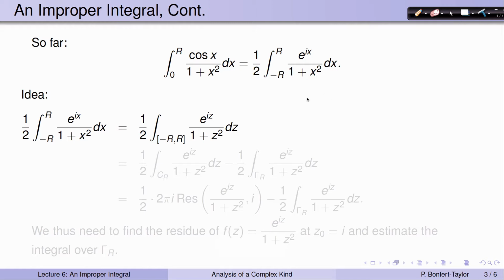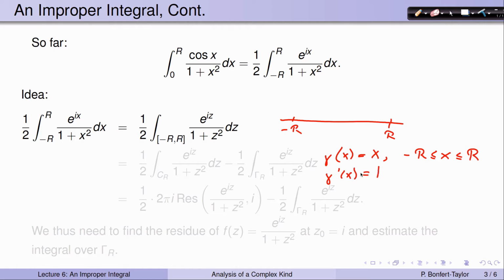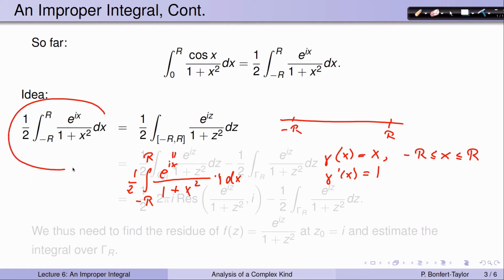Why is that? This line segment from negative R to R in the complex plane can be parameterized as gamma of x equals x, where x goes from negative R to R. Then the derivative of this parameterization is simply 1. And so if I plug into this contour integral that parameterization, this becomes 1/2 times the integral from negative R to R of e to the i, and now I plug in gamma of x for z, but gamma of x is simply x, divided by 1 plus, and again for z I plug in gamma of x, but gamma of x is x. And then I need to multiply with the derivative, gamma prime of x, which is 1, and take the integral dx. But that's exactly the integral that we actually wanted to find. So the integral we want to find can be written as a complex contour integral.